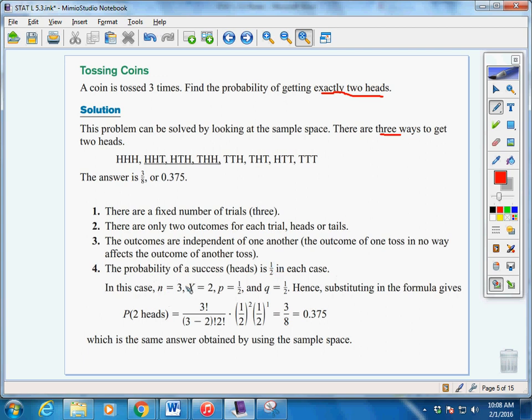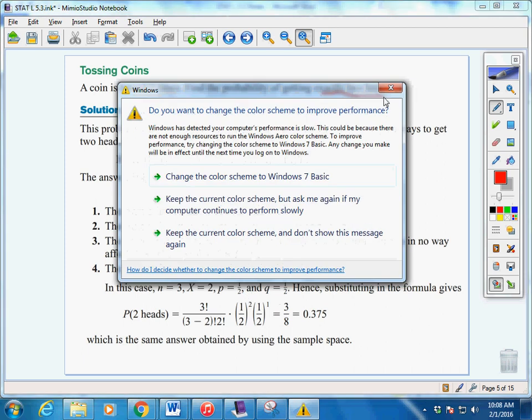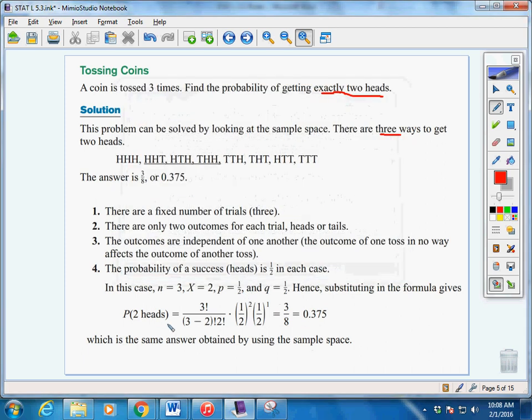So let's look right here. We have 3 trials, that's our N. The number of successes we want is 2. Our probability of success is 1/2. Our probability of failure is 1/2. If you were to put these all into this lovely formula here, we would get the exact same answer. Which in this case, why go through all this work?